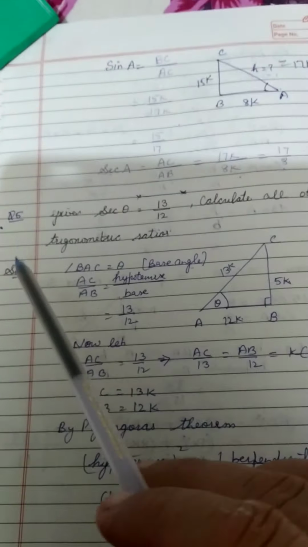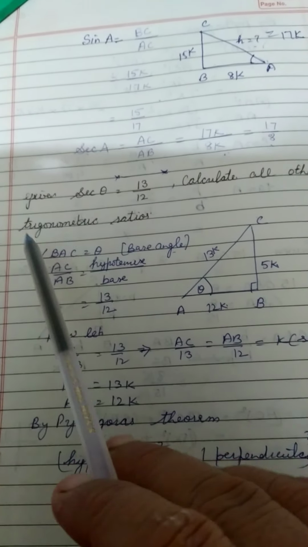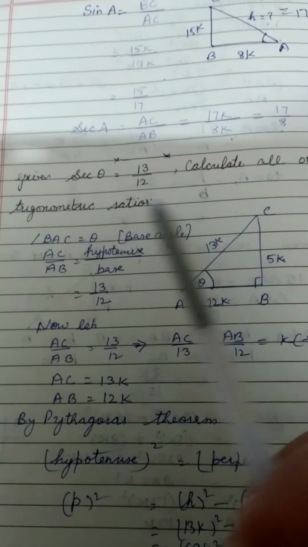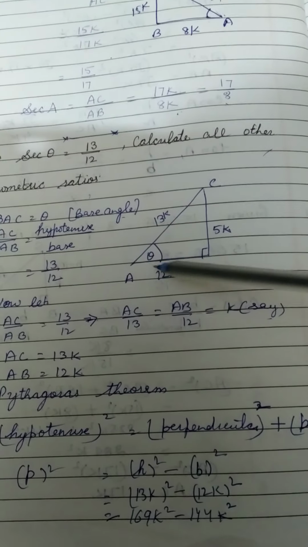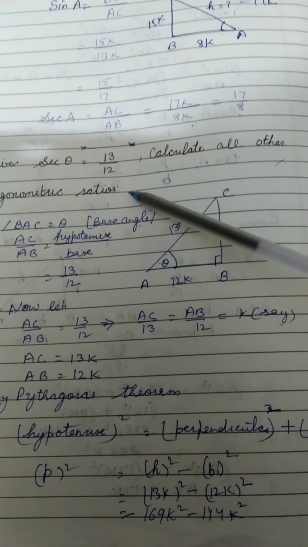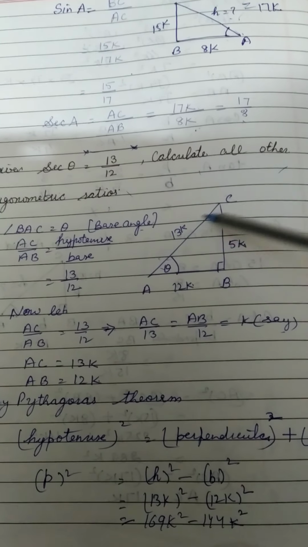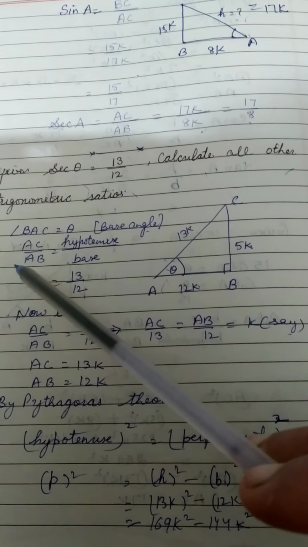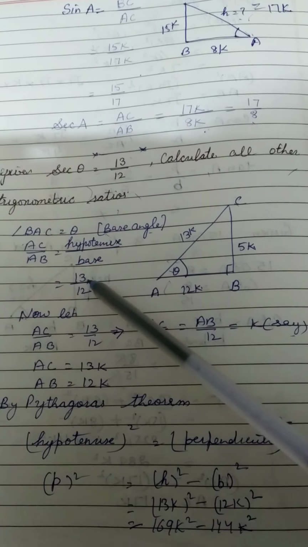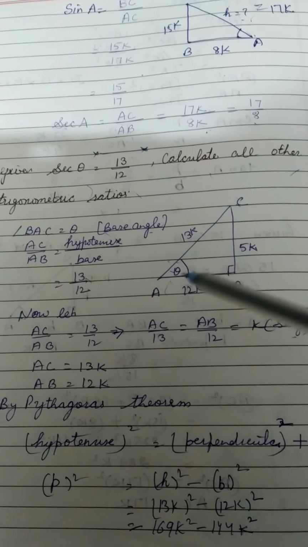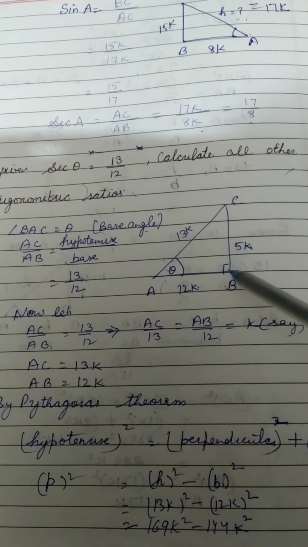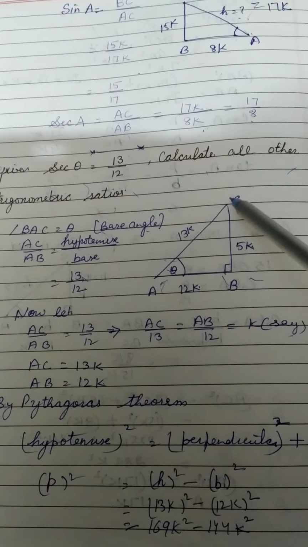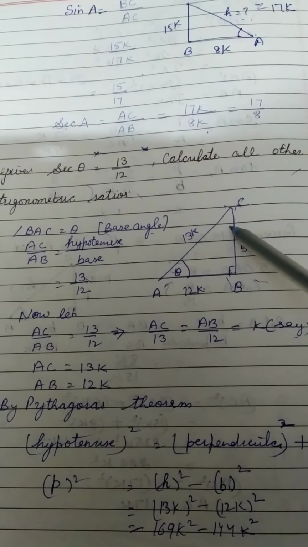Now the next question is question number 5. Given secant theta is 13 by 12, calculate all other trigonometric ratios. Secant theta is 13 by 12. Secant theta is always equal to hypotenuse upon base. Base angle is theta. We draw a triangle ABC, right angled at B with base angle theta. Base is AB, hypotenuse is 13K and perpendicular is BC.